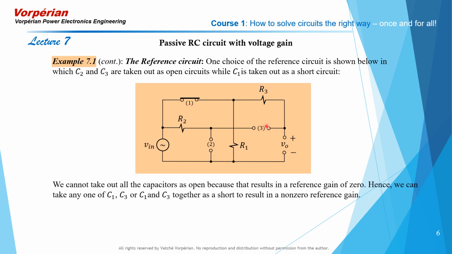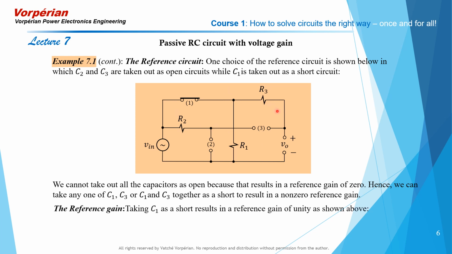Now notice that if you were to take all 3 capacitors as an open circuit, the reference gain would be 0. So, for this choice of reference gain, C1 short, C2 open, and C3 open, we see that the reference gain is unity. Vin appears at this node here, while there is no voltage drop across R3 because there is no current flow through it, and therefore the output voltage V naught is the same as the voltage here, equal to the input voltage, and the reference gain is unity.